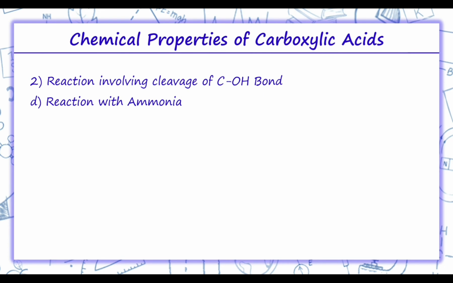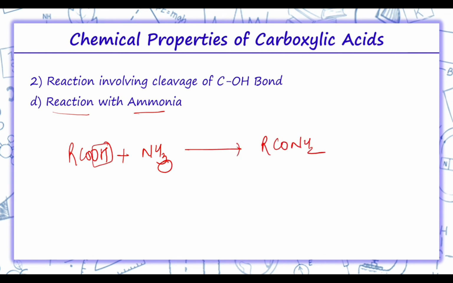Next reaction which involves cleavage of the C-OH bond is the reaction with ammonia. So we have RCOOH plus NH3. Now here this H and OH is removed, thus we get RCONH2. So acids when they react with ammonia, they form amides.